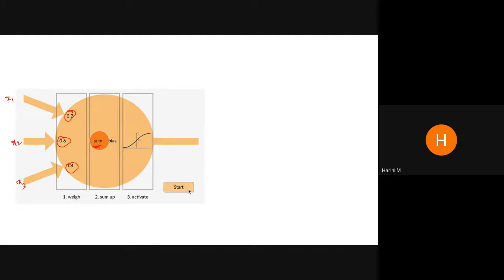So you're going to do the summation work here. The first one is x1 into 0.7, plus x2 into 0.6, plus x3 into 1.4. I'm going to calculate all these values and sum up everything, along with adding this bias constant value. So this is the calculation part. The first part is the weights, the second is the calculation part, and the third is the activation function.